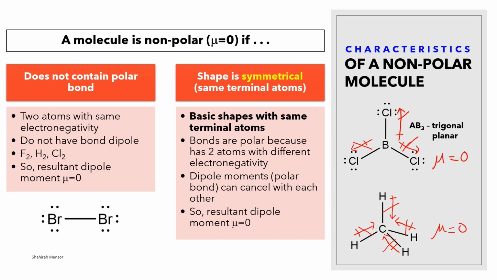So itu maksudnya untuk statement di sini. Kesemua basic shapes with same terminal atoms, walaupun mereka mempunyai bond dipole, okay, walaupun bond itu adalah polar, tetapi all bond dipole can be cancelled with each other. So the resultant dipole moment mu will equals to 0. So they will be nonpolar molecule.